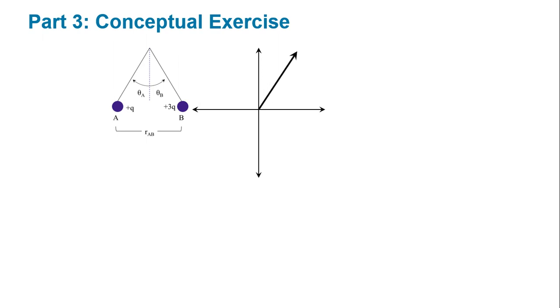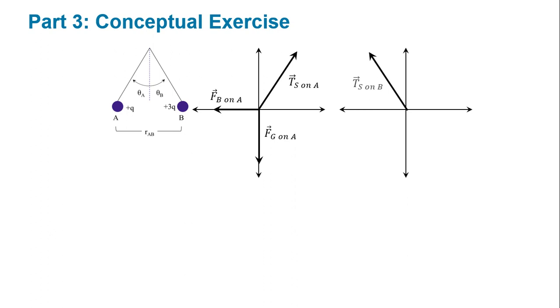So I'm going to draw my free body diagram. Obviously, this is A. So that is going to be my tension, the force of tension of the string on A. Going down would be my force of gravity on A. And that way would be my force of B on A. So particle B on A. I have another one which is going to be very similar: tension of the string on B, gravity on B, and there is my force of A on B.